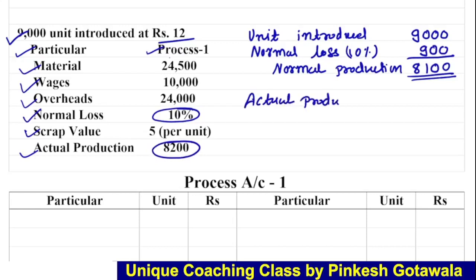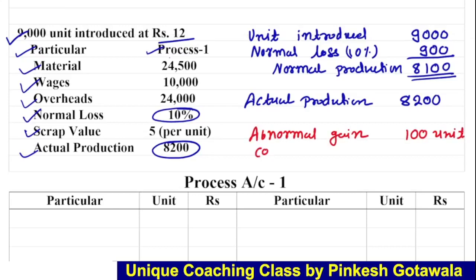Actually the production is 8,200. So think practically. Normally we get 8,100 production, but in actual you will get more, right? In actual you got 8,200, you will get 100 more. So what is this? This is called abnormal gain, right? It is our abnormal gain. How much? 100 unit.